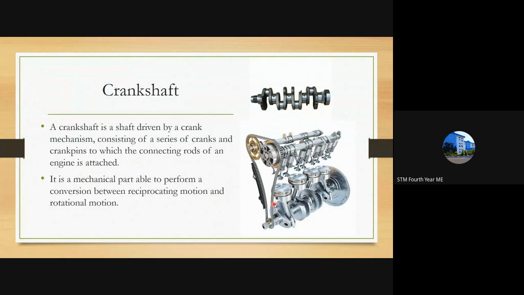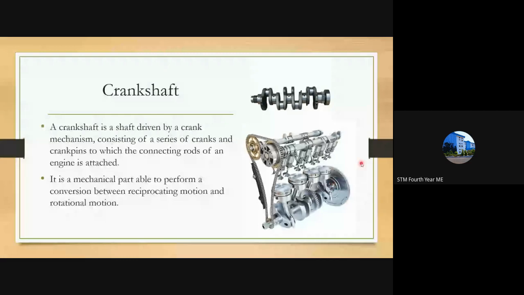Once the reciprocating motion of the piston is converted by the connecting rod into rotational motion, this rotational motion is transferred to the crankshaft. So the rotational motion occurs in the crankshaft. That is the purpose of a crankshaft. The mechanical rotational power is obtained in the crankshaft, which will then be transmitted to the wheels.